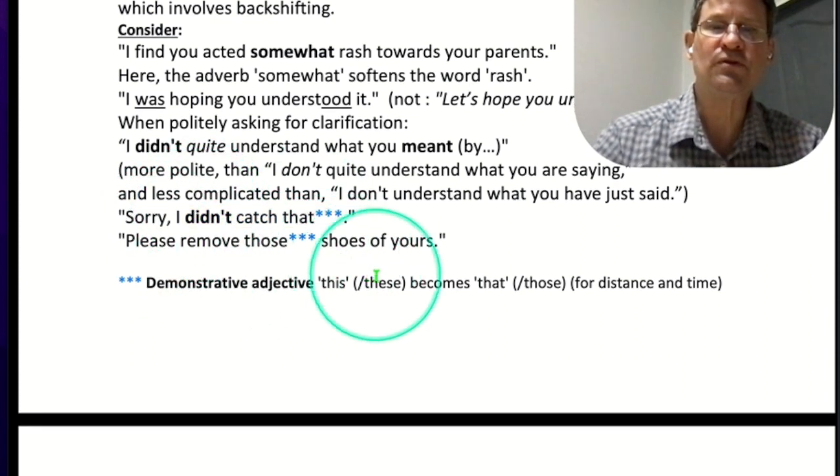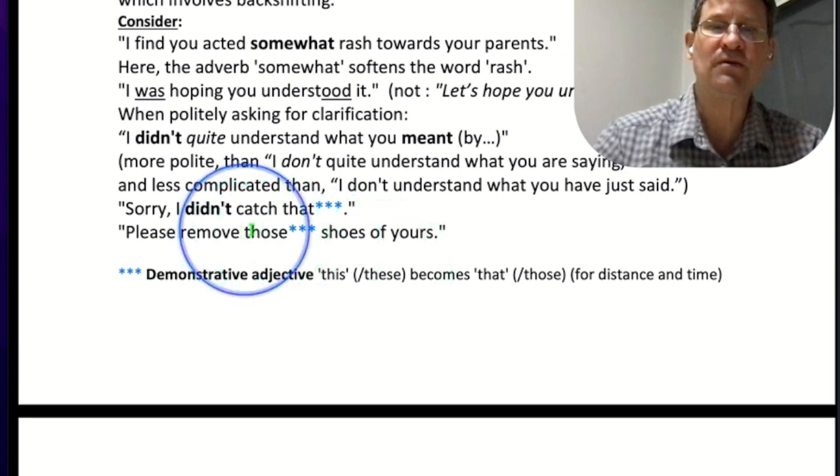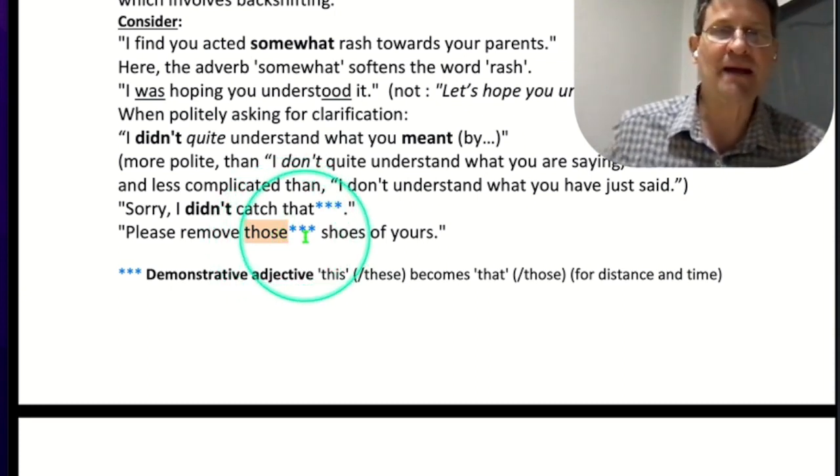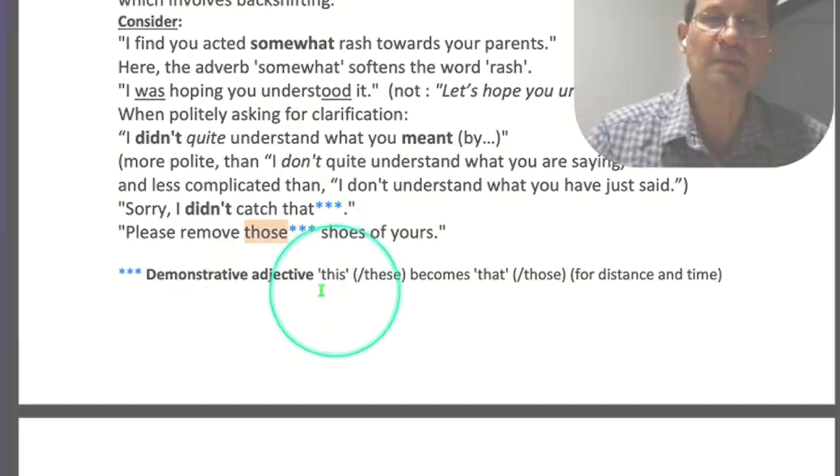Please remove those shoes of yours. Here we're using those as a distance. These shoes, those shoes is a way of backshifting, in a way, distancing to be polite.